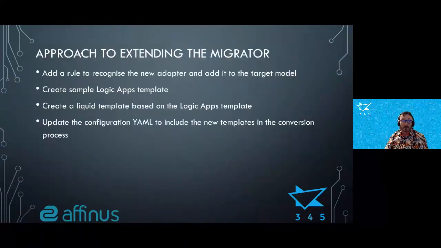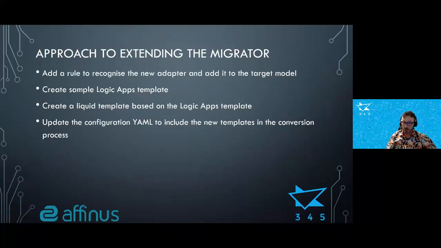So this is the approach. You need to add a rule to recognize the new adapter. In the conversion rules, there are a number of rules. They're all named and numbered, and we'll point those out when we go through. And each one corresponds to a particular feature of BizTalk.